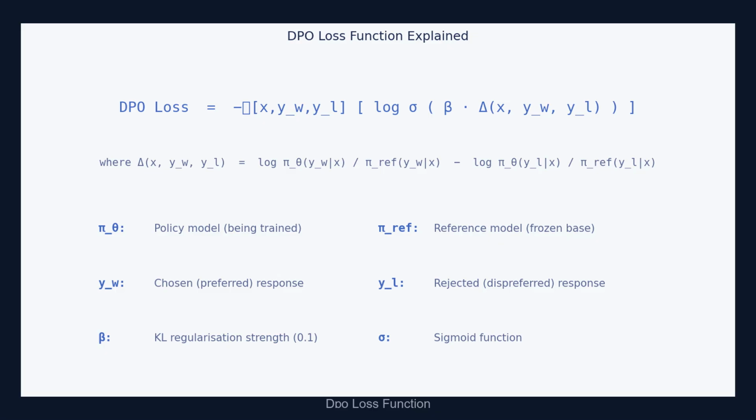A larger beta means the loss penalizes drift more heavily, keeping the policy model closer to the original SFT behavior. The sigma is a sigmoid function that normalizes the whole expression into a probability-like value between 0 and 1. When training is healthy, this loss should decrease steadily. If it plateaus immediately or oscillates, check your preference pairs first, and consistent labeling is the most common cause.